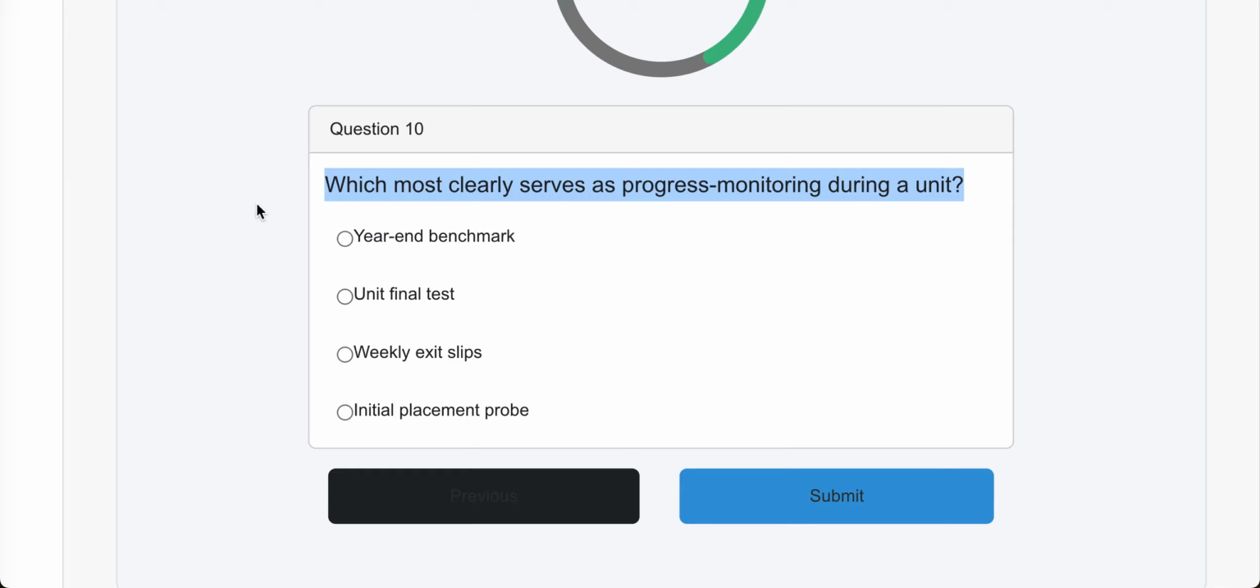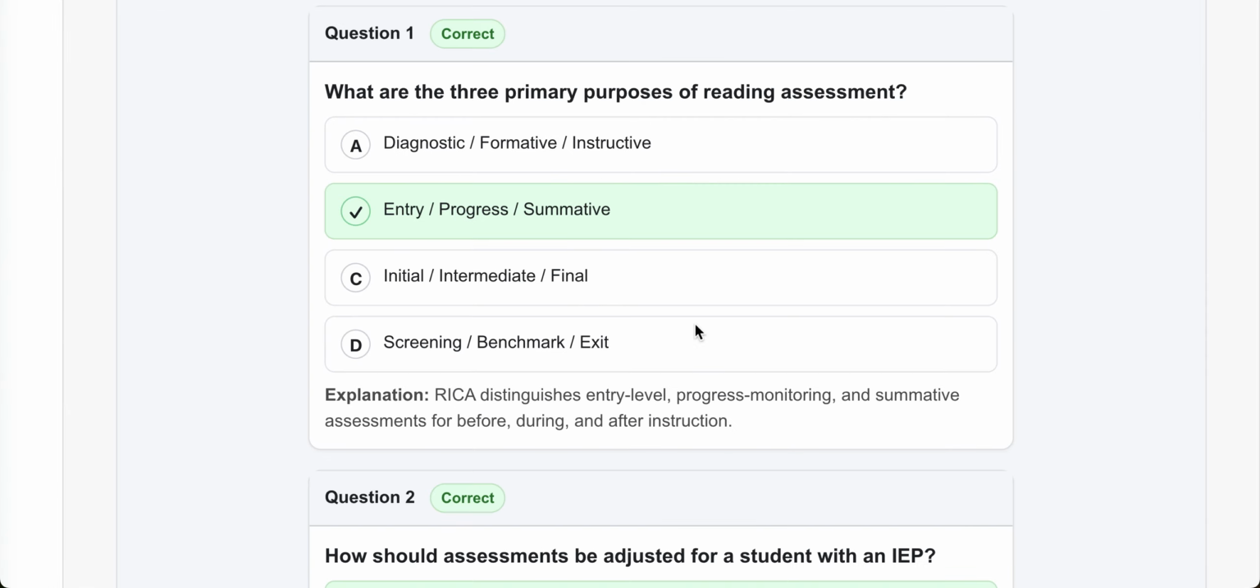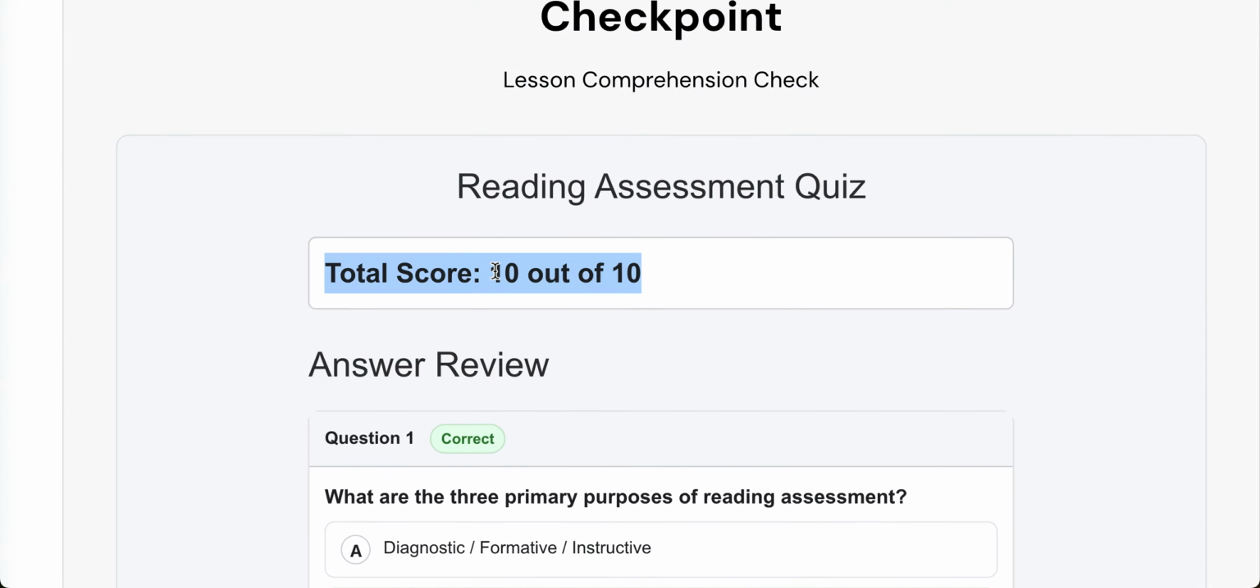So, an example would be weekly exit slips. This would be an example of progress monitoring so that you can monitor the progress of the student based on the lesson or the unit every week to make sure that they continue to comprehend and understand that which is being taught. Let's take a look at our score. We got 10 out of 10.